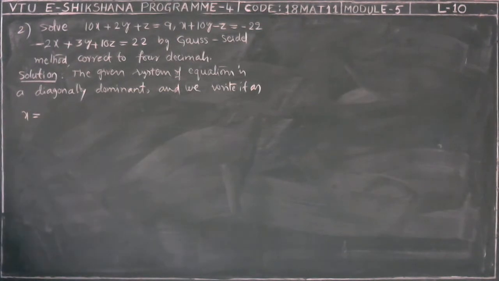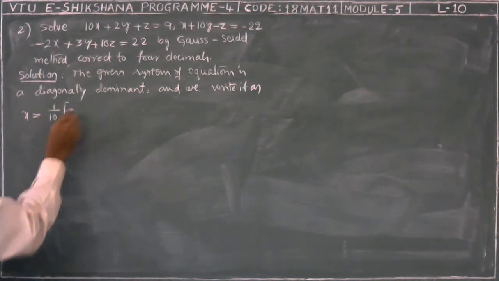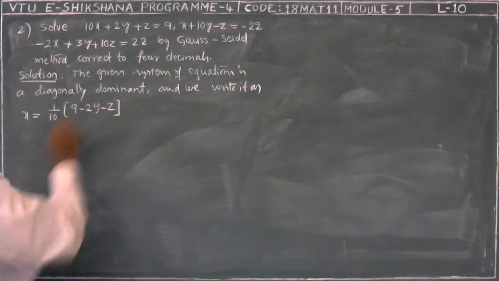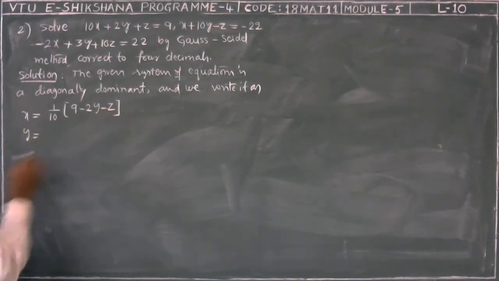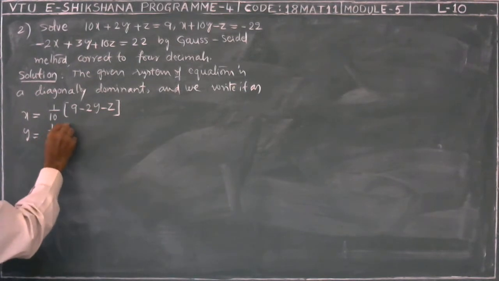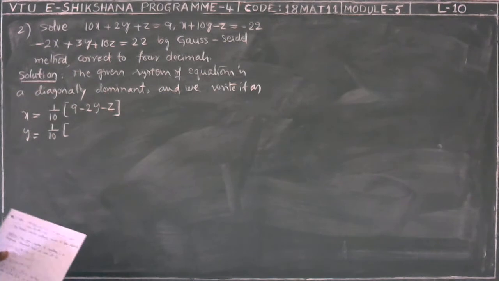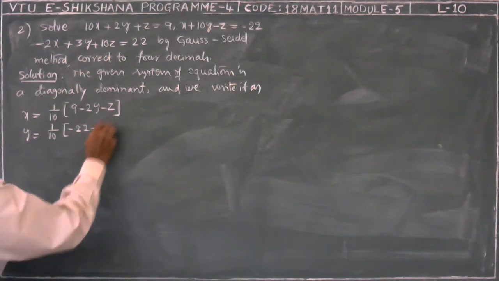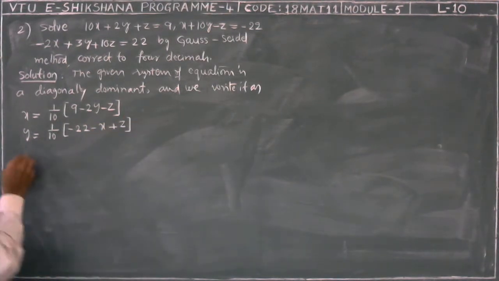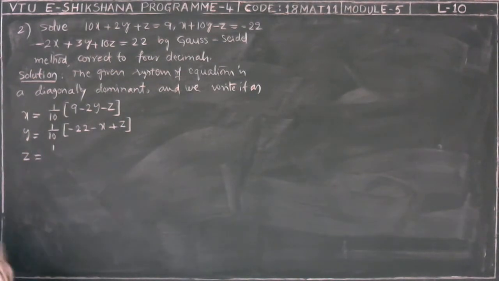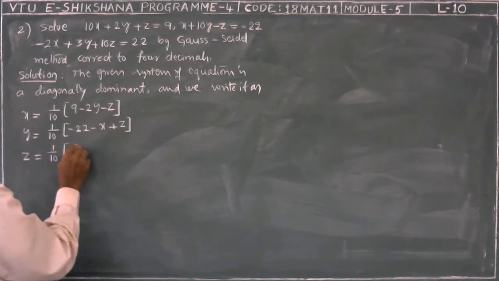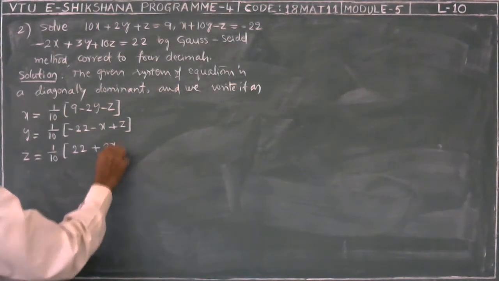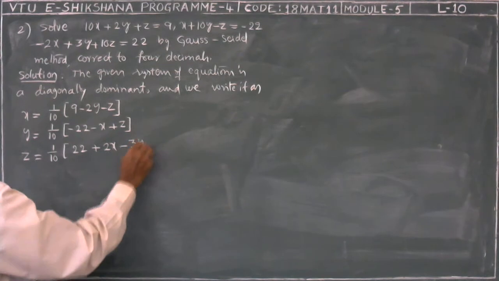x is equal to 1 by 10 times (9 minus 2y minus z). y is equal to 1 by 10 times (minus 22 minus x plus z). From the third equation, z is equal to 1 by 10 times (22 plus 2x minus 3y).